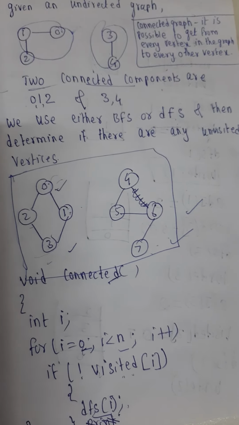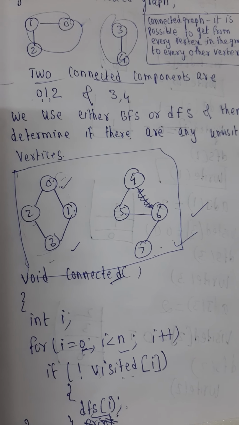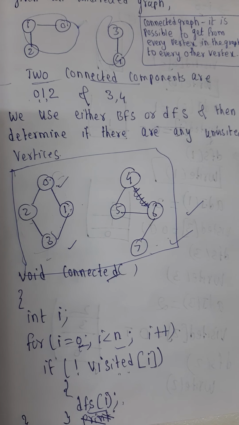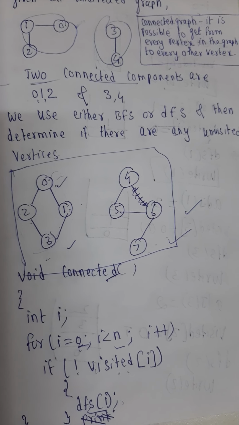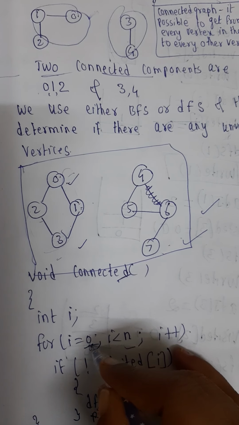So for DFS, the data structure you will be considering is a stack data structure, and for BFS we will be considering the queue data structure. Now here we will be considering the stack data structure. So first we have started with I equal to 0.